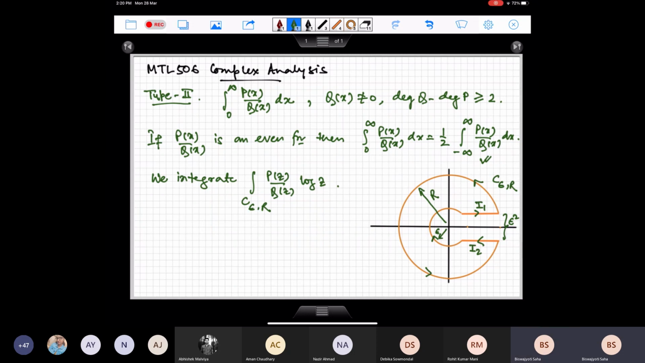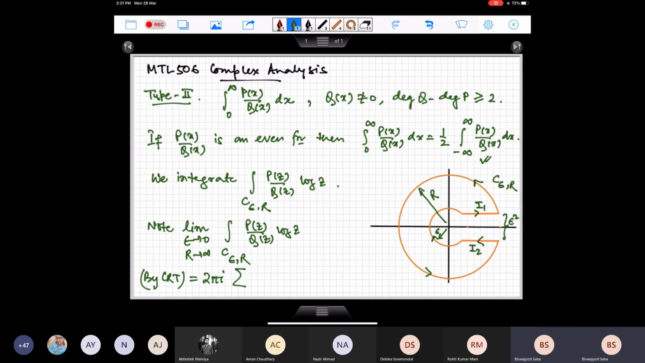So I want to take this. Now, what do I get? So let's see. Of course, from the picture, it should be clear that, so note, limit epsilon tends to 0, r tends to infinity, integral over C epsilon r of pz upon qz log z. This integral by Cauchy residue theorem is what? Can you tell me, anybody? Tell me what is this integral going to be? 2 pi i into the sum of the residues.